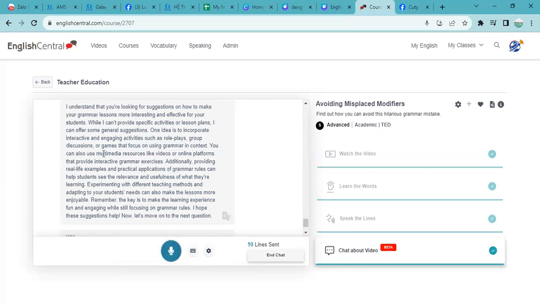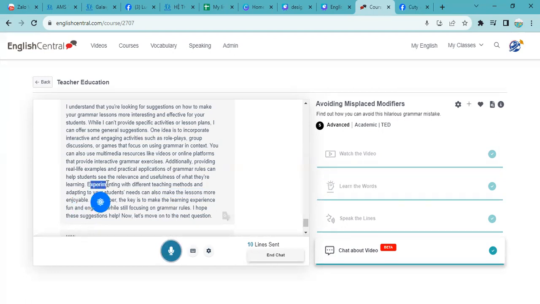You can also use multimedia resources like videos or online platforms that provide interactive grammar exercises. Additionally, providing real-life examples and practical application of grammar rules can help students see the relevance and usefulness of what they are learning. Experimenting with different teaching methods and adapting to your students' needs can also make the lessons more enjoyable.